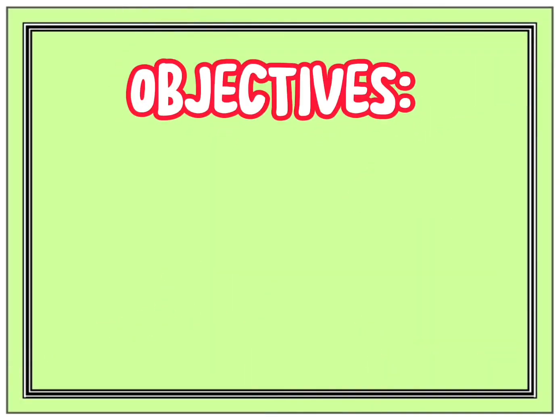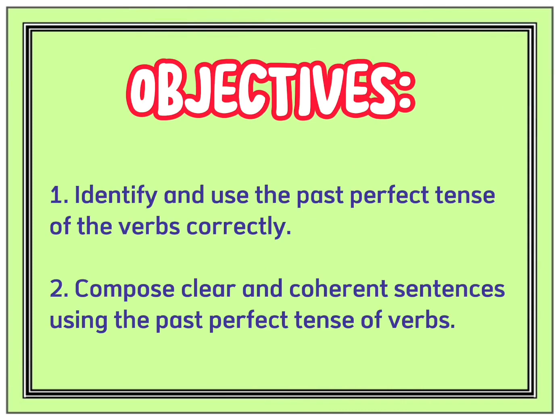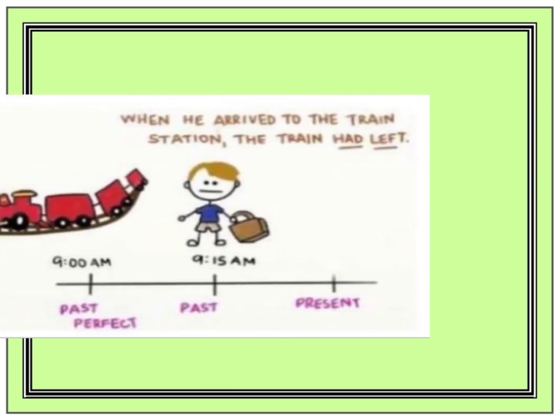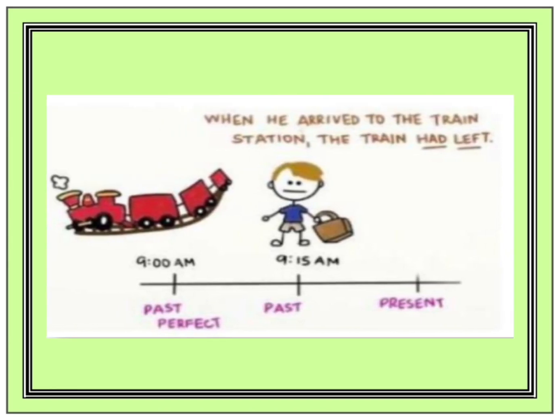Our objectives for today are to identify and use the past perfect tense of the verbs correctly and compose clear and coherent sentences using the past perfect tense of verbs. Let us learn about past perfect tense by looking at the illustration. The illustration shows that when he arrived to the train station, the train had left.